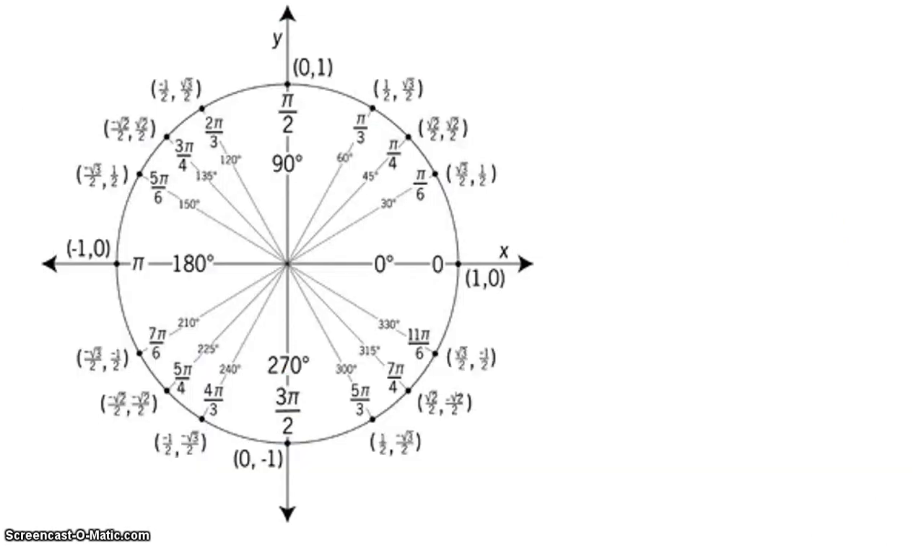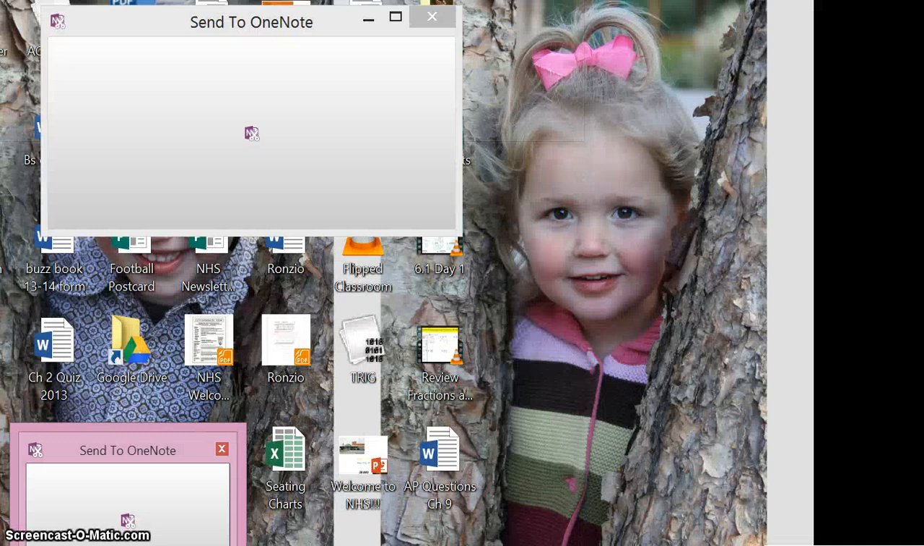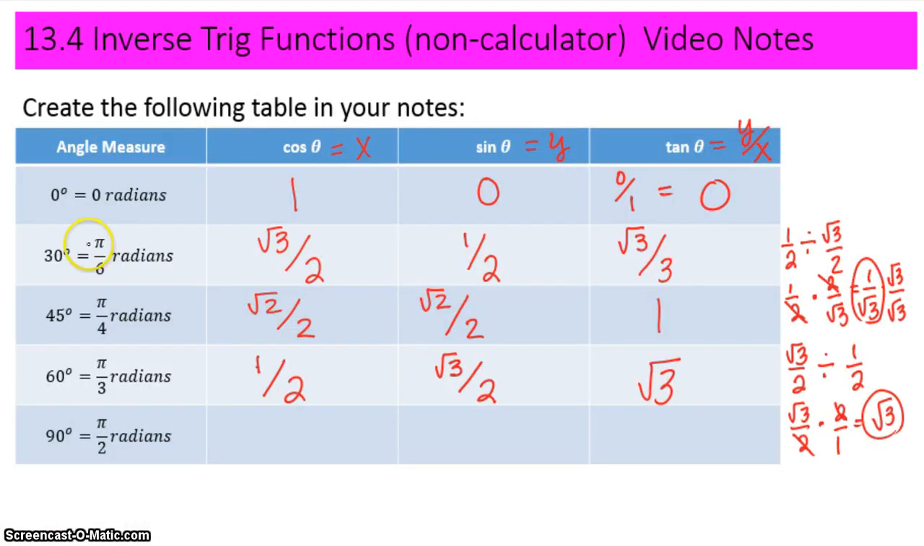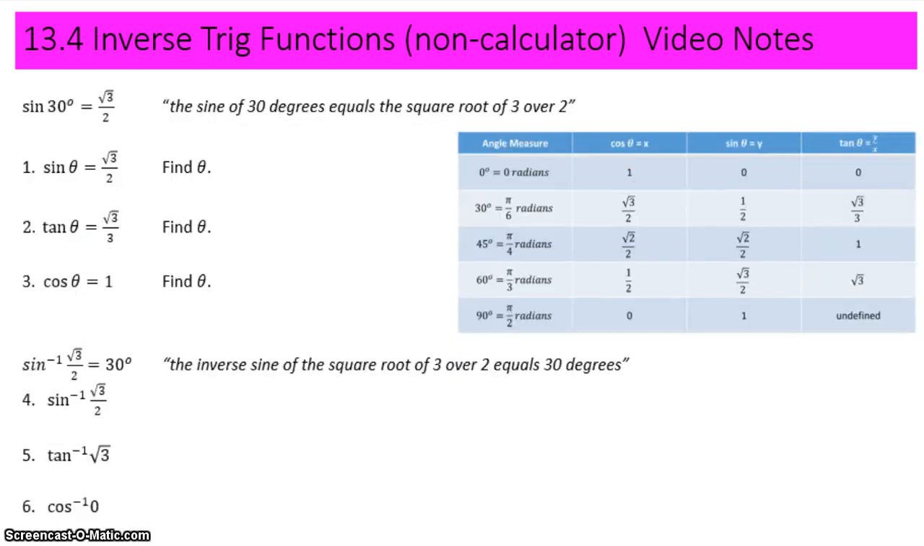Now at 90 degrees, or pi over 2, we have x is 0, y is 1. So the cosine of 90 is 0. The sine of 90, or the sine of pi over 2, is 1. And the tangent is y over x. So the tangent is 1 over 0, which is undefined. We can't have that. We cannot divide by 0. So the tangent of 90 degrees, or the tangent of pi over 2, is undefined. Okay, so keep this handy, and we'll do some problems here.